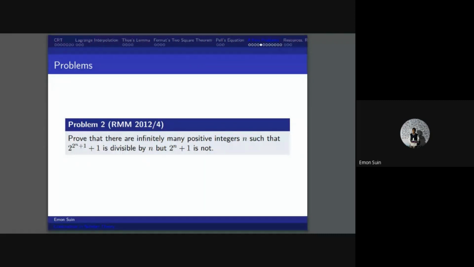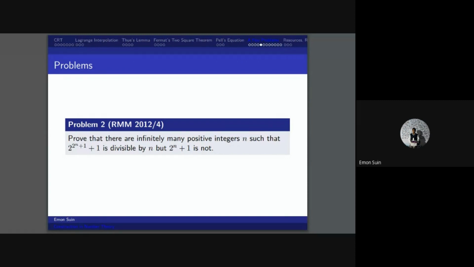So someone tell me what the problem statement asks us for. That means we have to prove that there are infinitely many positive integers n such that n divides 2 to the 2 to the n plus 1 plus 1, but n does not divide 2 to the n plus 1. It does not mean that 2 to the n plus 1 does not divide 2 to the 2 to the n plus 1 plus 1. It rather means that n does not divide 2 to the n plus 1. Okay, so I think you can just try it.